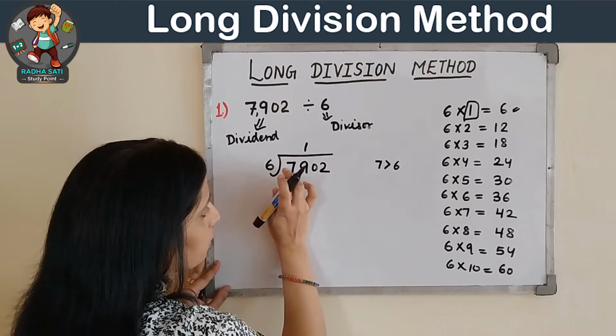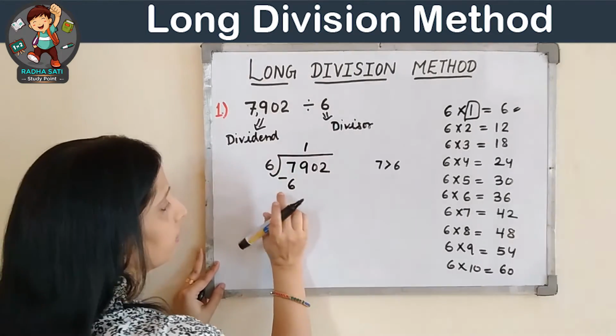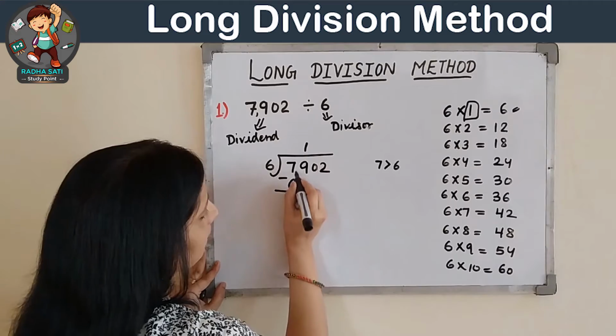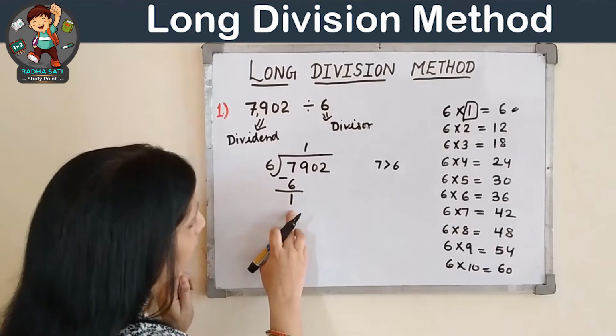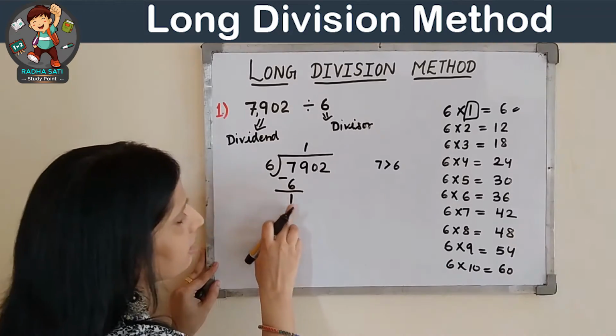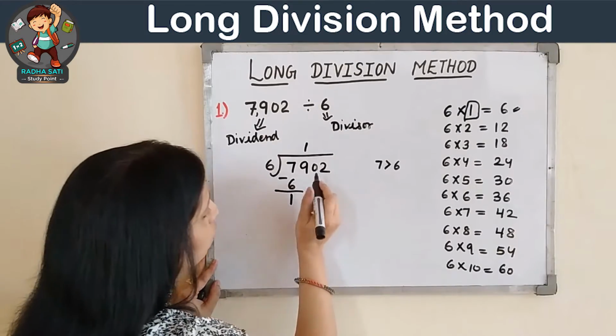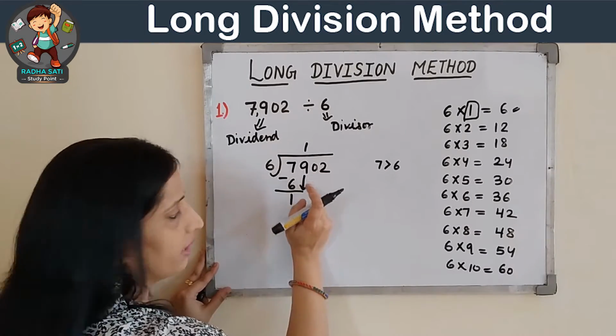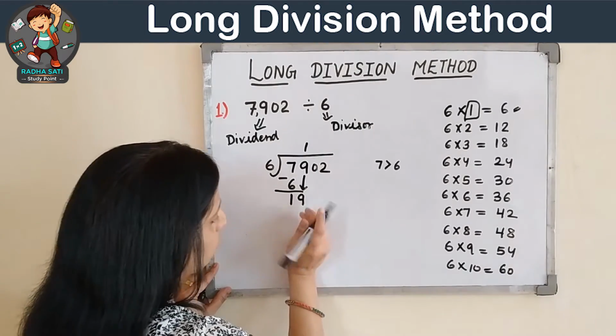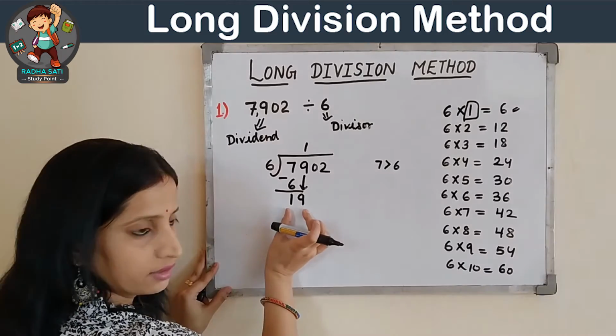Now the next step is to subtract. Now we will subtract 7 minus 6 is 1. We will get 1. And now we know that 1 is less than 6. So now we will copy down the next digit from the dividend here. Now it has become 19.